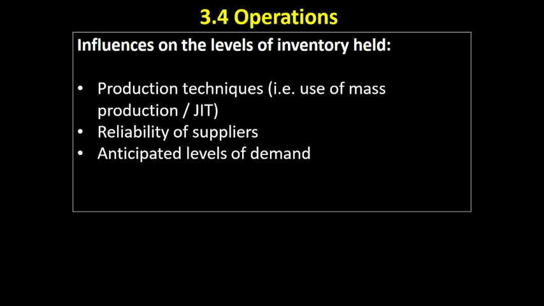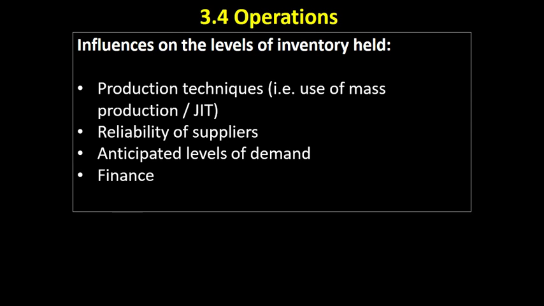The anticipated levels of demand, these might change throughout the year. Business stock levels may change in response to that. For example, an ice cream manufacturer or shop is likely to hold much higher quantities of stock in the summer than they are in the winter.